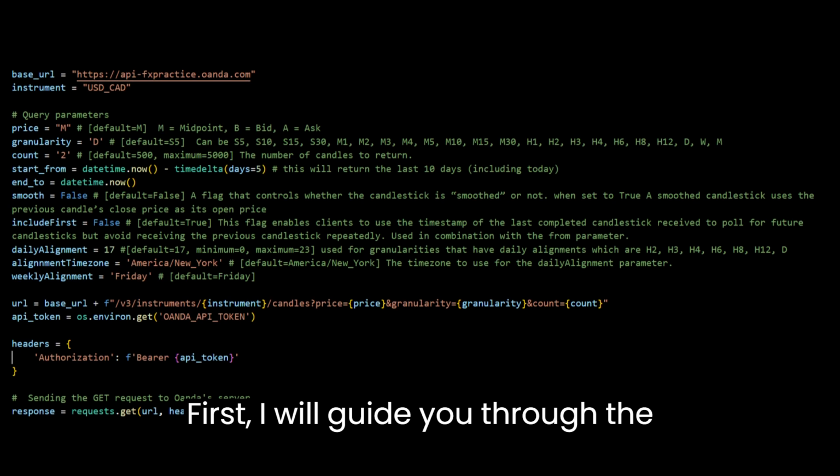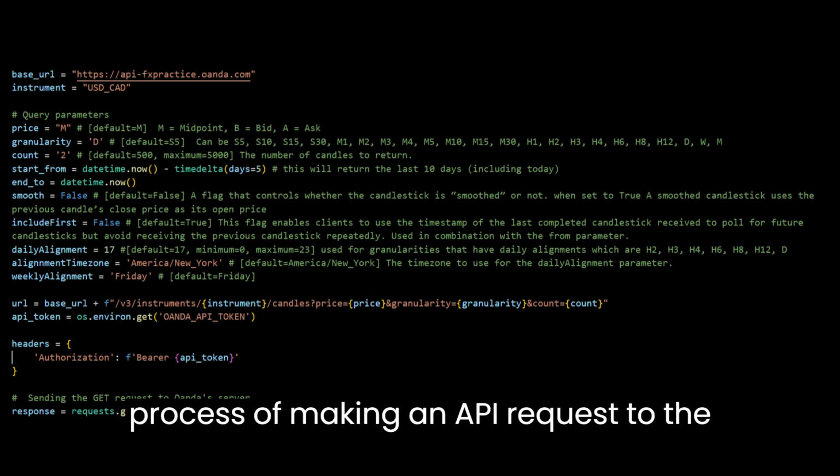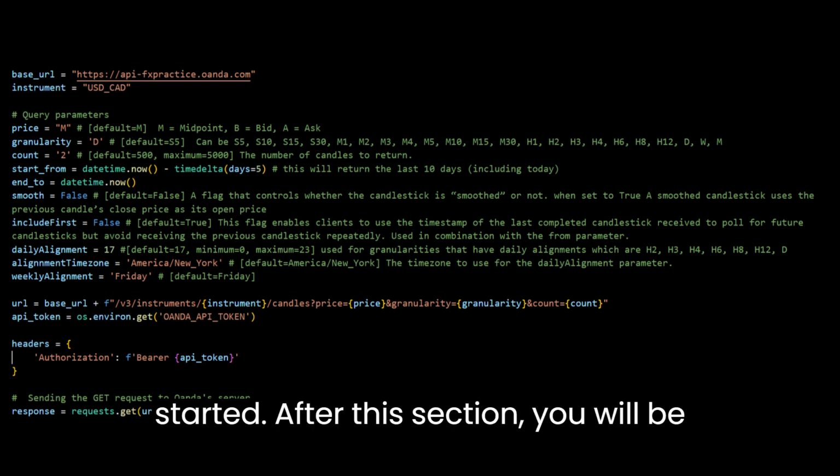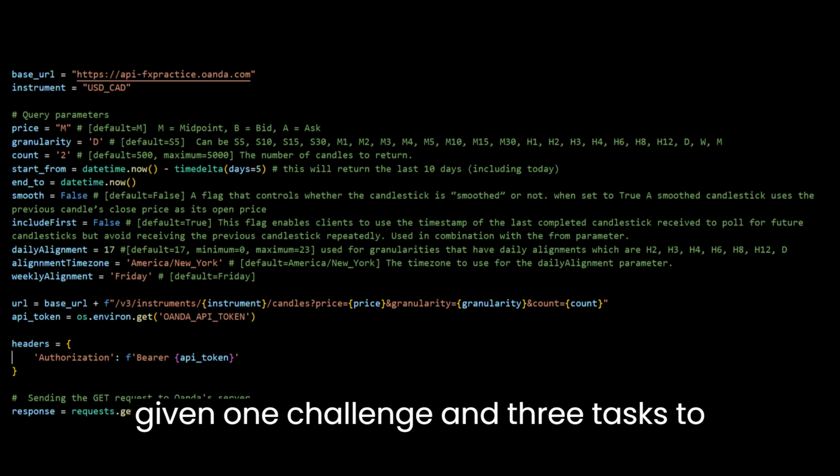First, I will guide you through the process of making an API request to the Candles endpoint to fetch candlestick data for an instrument. So, let's get started. After this section, you will be given one challenge and 3 tasks to complete.